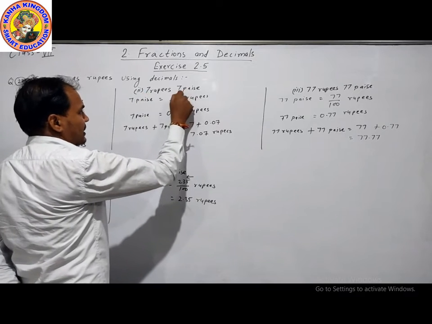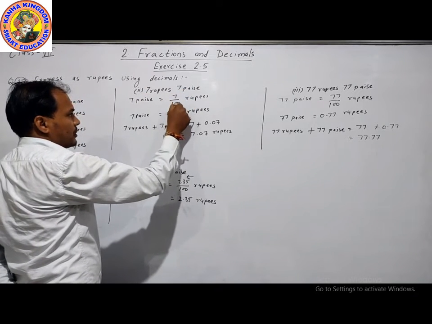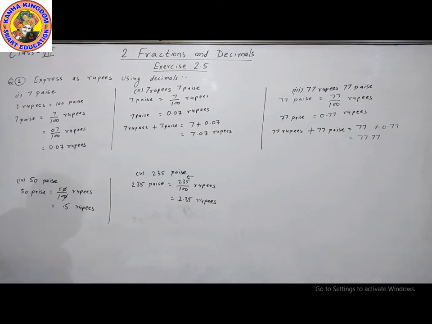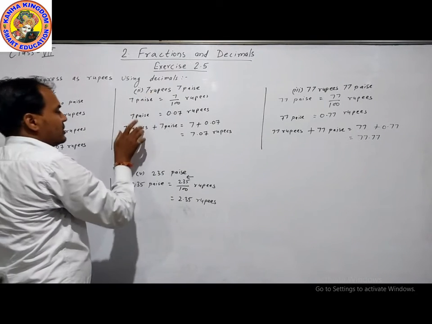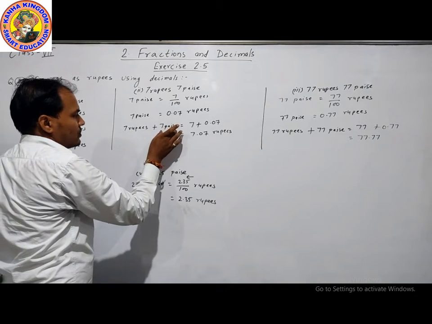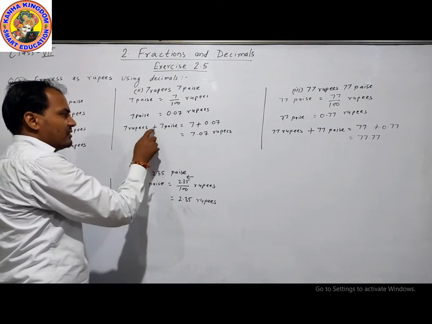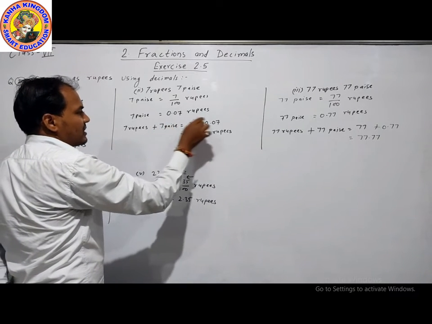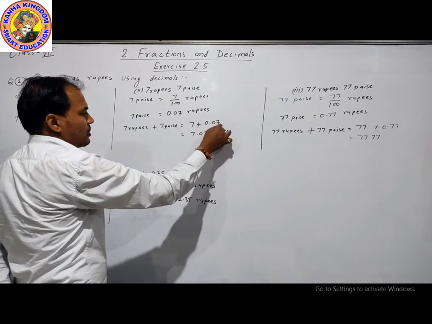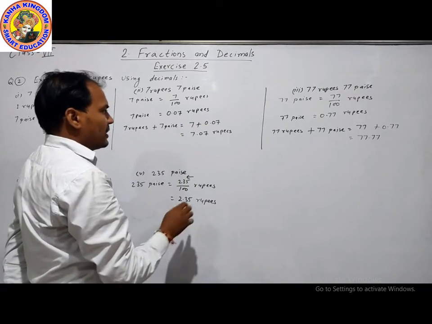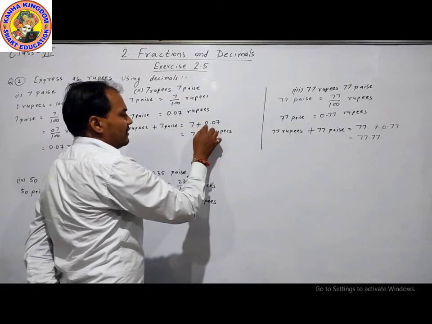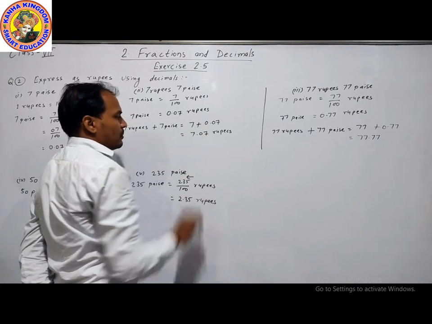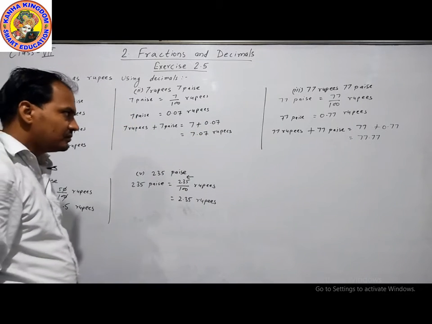7 rupees 7 paise. First of all, 7 paise is 7 upon 100 rupees. The answer comes from the previous question, 0.07. Now this question is 7 rupees plus 7 paise. 7 rupees is 7, 7 paise is 0.07. For adding these, integer will add with integer. 7 plus 0 is equal to 7. Now 0.07.